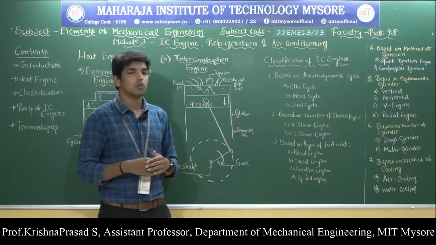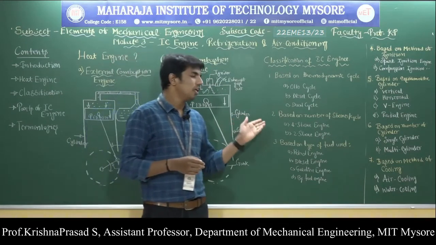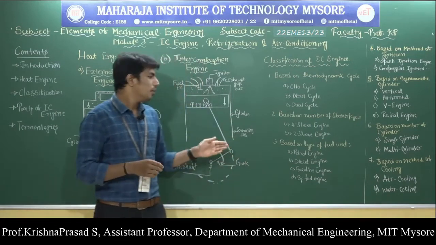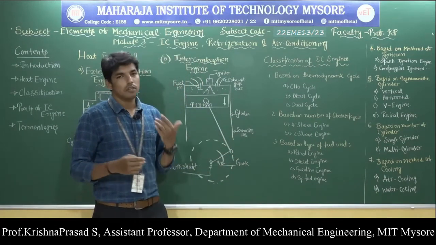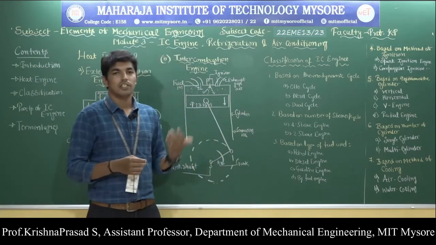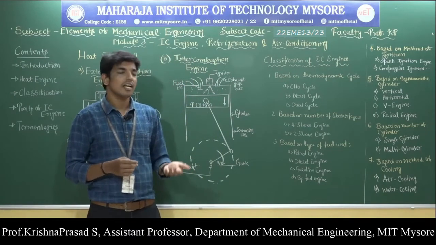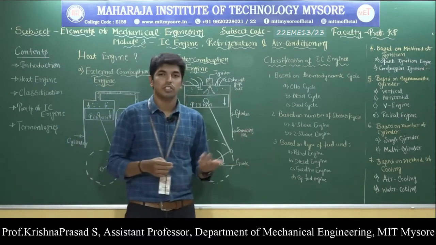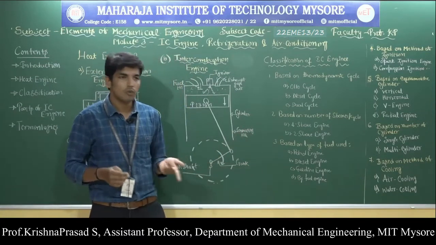Then based on the number of strokes per cycle, we have the 4-stroke engine and 2-stroke engine. Then based on the type of fuel used, if petrol is used, it is called a petrol engine. If it is diesel, it is called a diesel engine. If it is gasoline, natural gas or biogas, it is called a gas engine. And a bi-fuel engine means a mixture of two fuels.